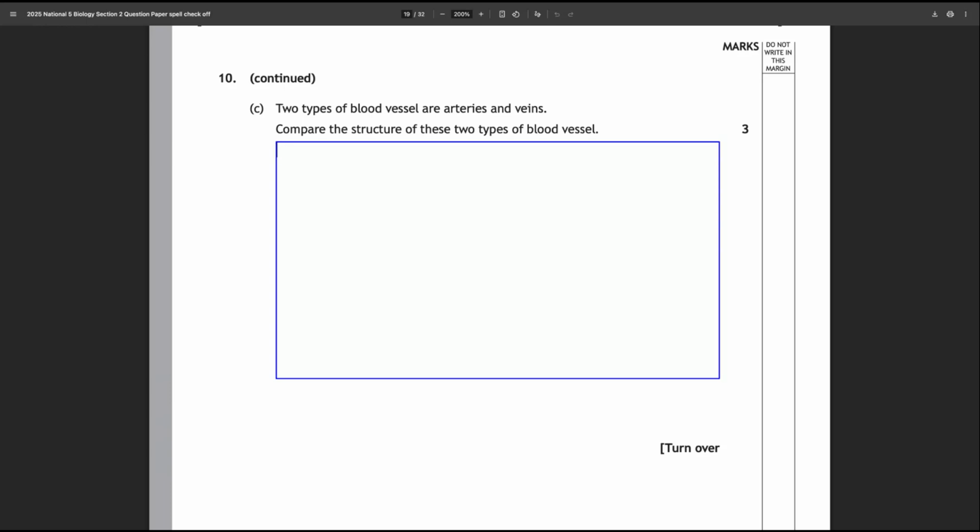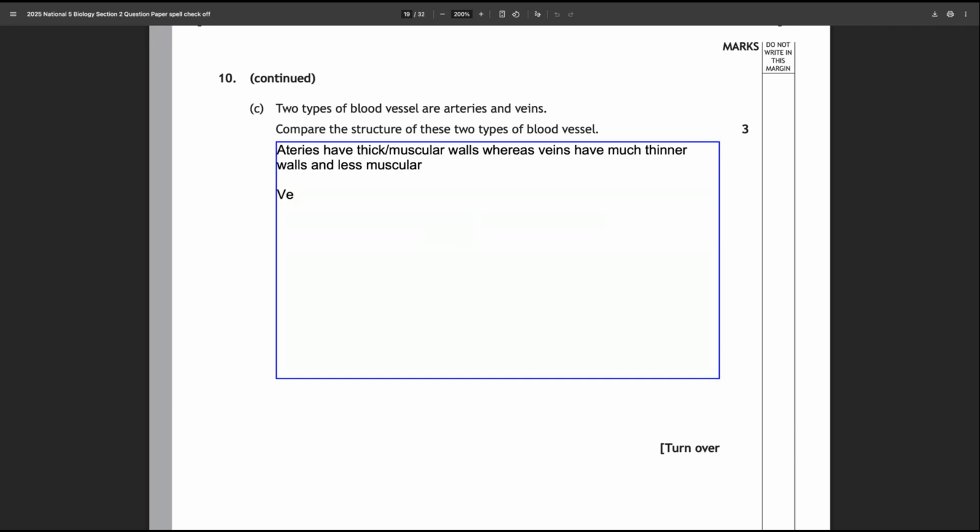Two types of blood vessels are arteries and veins. Compare the structure of these two types of blood vessel. Now, the easiest thing to do here, because it's a comparison question, is to say arteries have this, whereas veins have this. Arteries have this, or veins have this, but arteries do not, or something similar like that. So we would say something like arteries have thick muscular walls, right? Whereas the veins have much thinner walls and less muscular. Okay, so there you go. That would get you 1 mark.